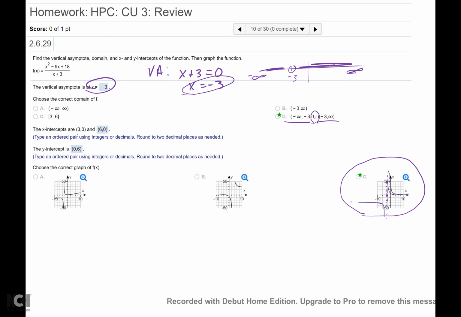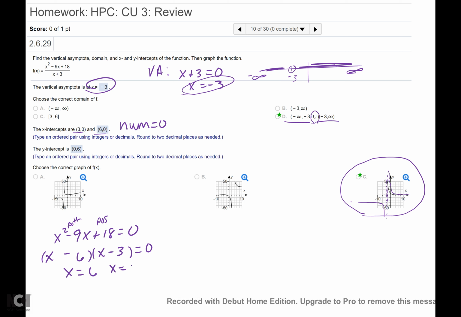Okay, the x-intercepts, they gave you 1, you have to get the other. To get your x-intercepts, you set your numerator equal to 0 and solve. So I have x squared minus 9x plus 18 equals 0. Should be an easy factor, because a is 1. x times x, factors of 18 that make 9, 6 and 3. c is positive, so they both get the middle sign, which means x equals 6 and x equals 3. Now, you get x-intercepts when y is 0. So those are my two x-intercepts. To get my y-intercept, you find f of 0, which would be 0 squared.